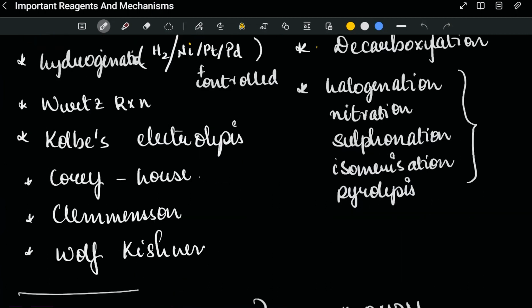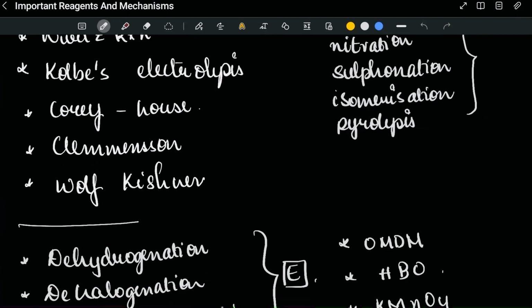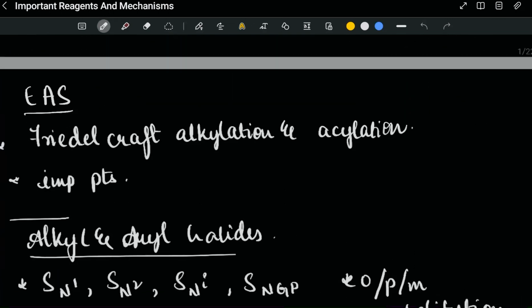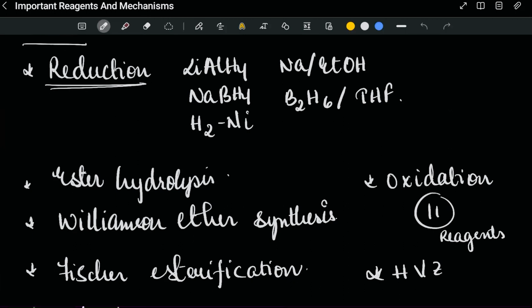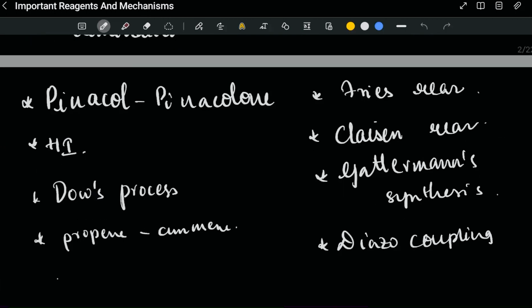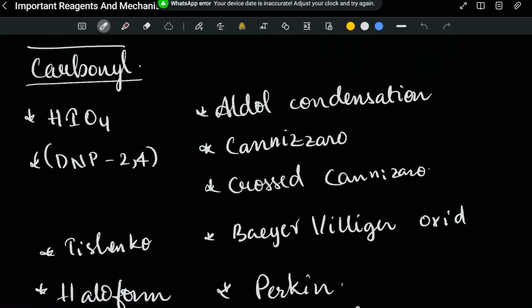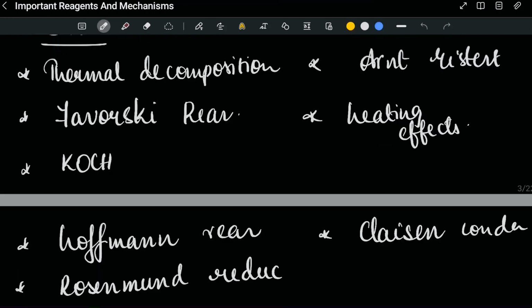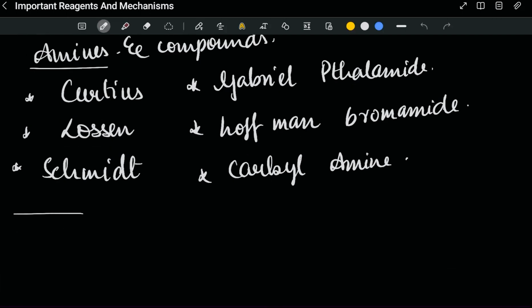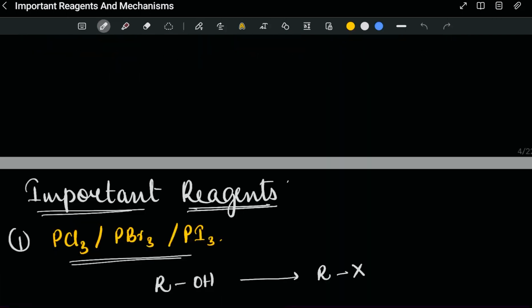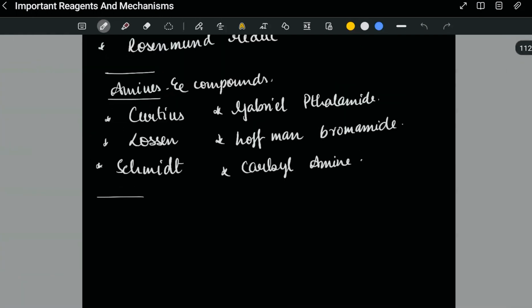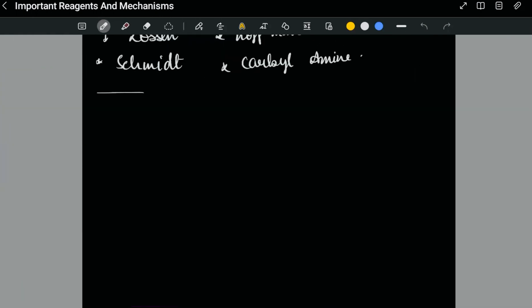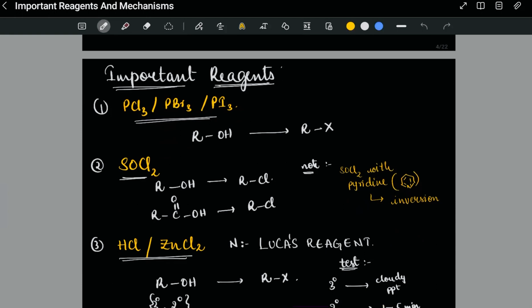In the hydrocarbons chapter, we have these. For alkyl halides and aryl halides, we have these. Alcohol, ether, phenols, we have these. And then carbonyl, we have these. Carboxylic acid and derivatives, we have these. And amines, we have these. So these are the important reactions, a list. You can pause and just take a look at them. For now, the topic is important reagents.